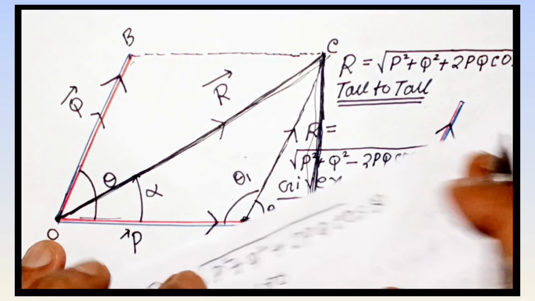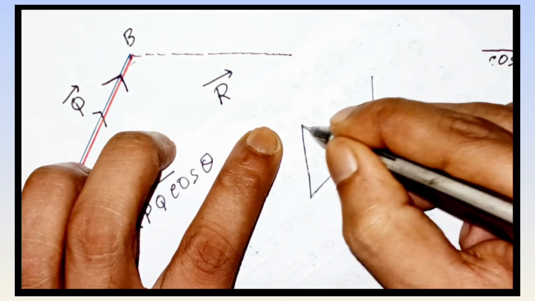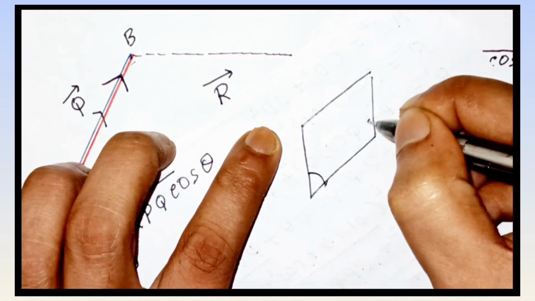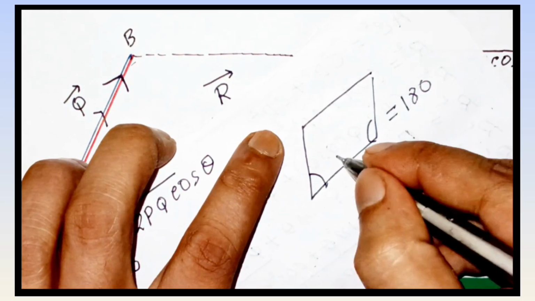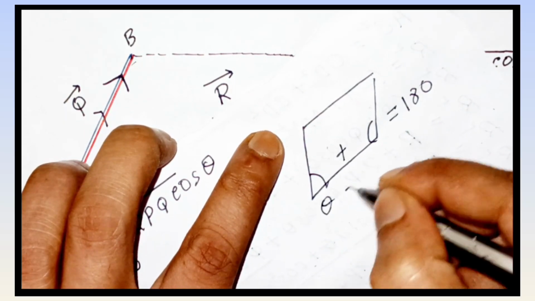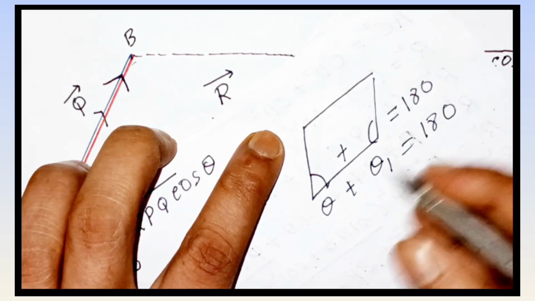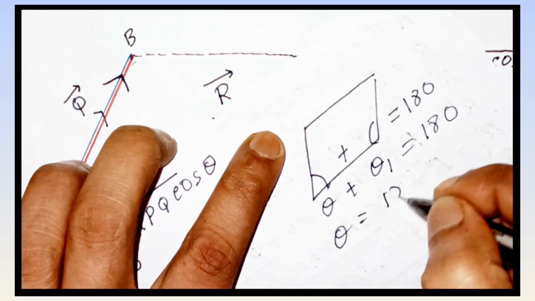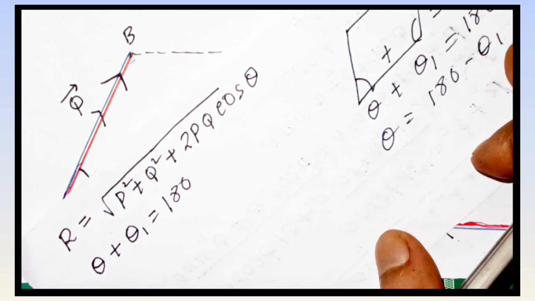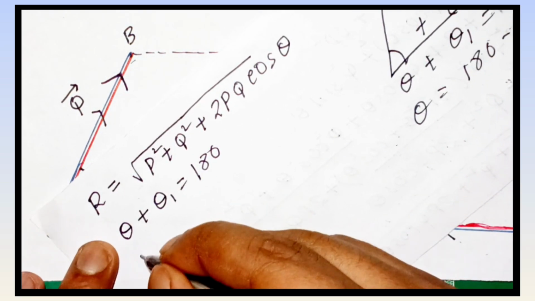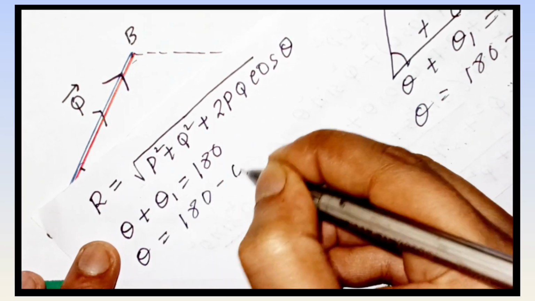This angle is theta, this is theta 1. Wait, I'll repeat it. This is our parallelogram. This is theta, this is theta 1. The sum of two adjacent angles is always 180. Now do you understand? Yes or no? Just drop your comment. So theta equals what? If theta plus theta 1 equals 180 degrees, then theta equals obviously 180 minus theta 1.